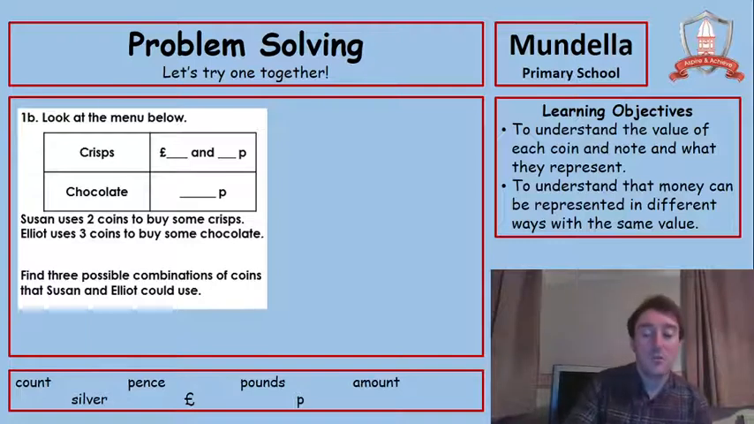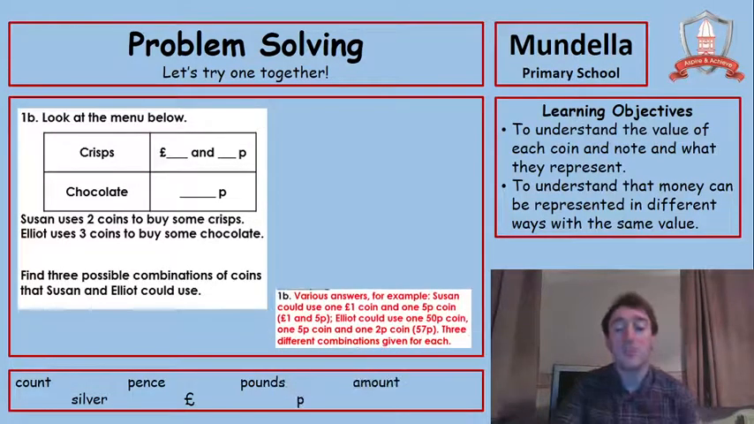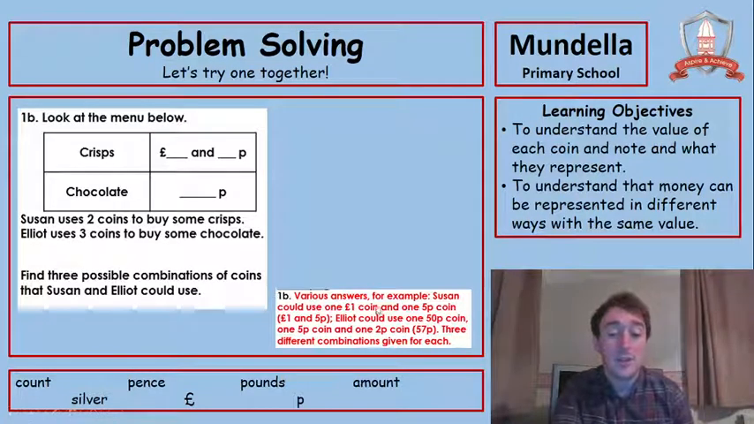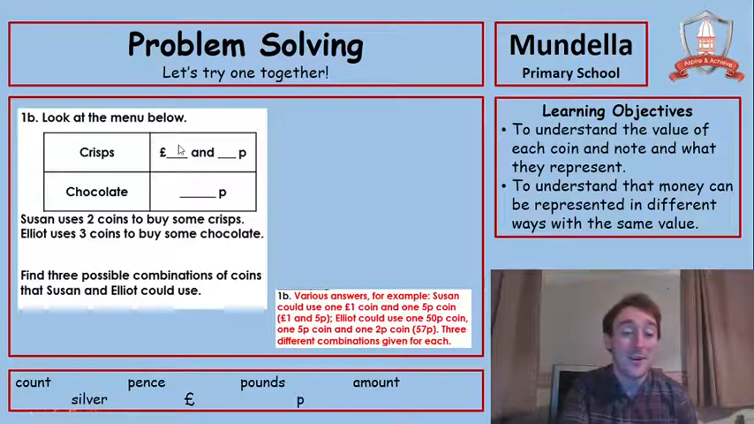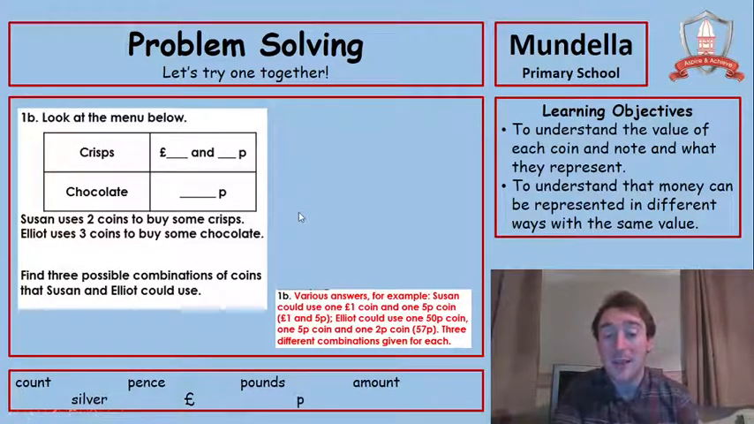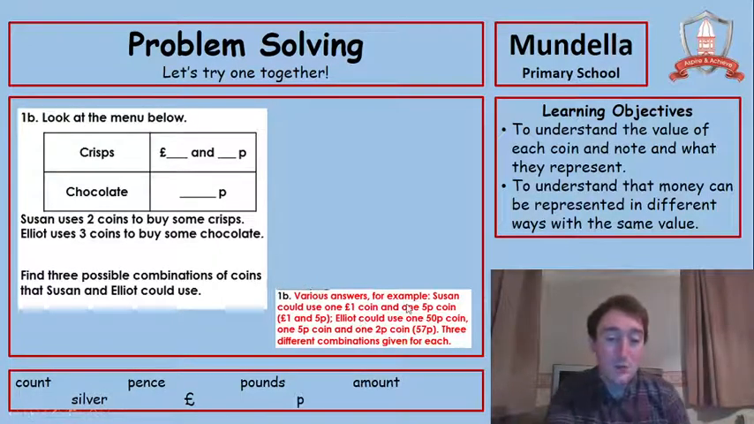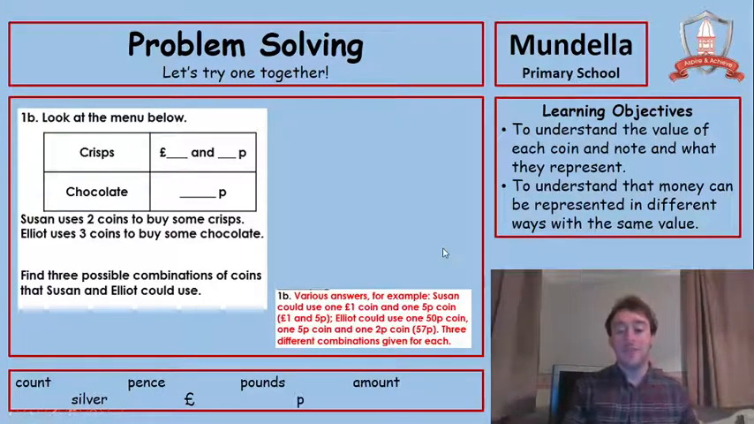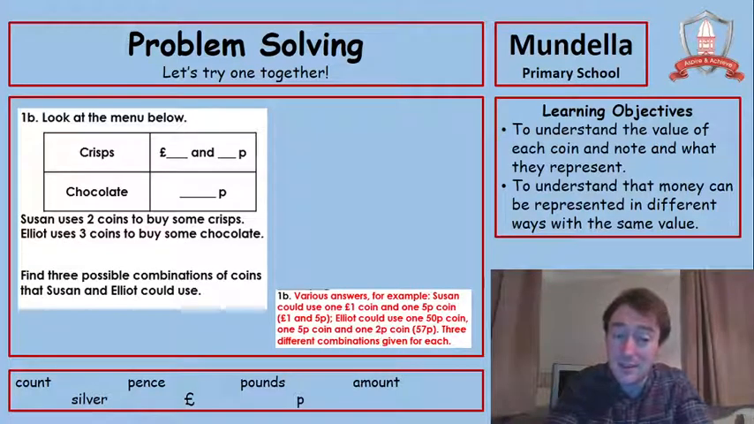So it sounds like we're going to have more than one answer here, doesn't it? And that's true, because it says that we have various answers. Susan, if she only uses 2 coins to buy some crisps, she could use a £1 coin and a 5p coin. She could even use a 1p coin and a 50p coin if they're expensive crisps, or a 1p coin and a 10p coin. But as long as we write it down in our menu in the right way with the right coins, then we've got it there. Okay? Elliot could use 1 50p coin, 1 5p coin and 1 2p coin. And if you add that together, that will give him 57p.